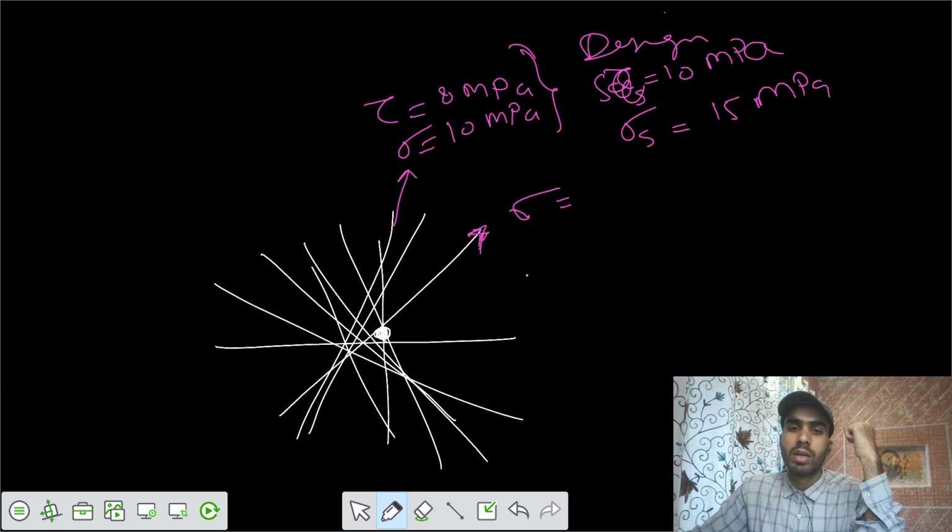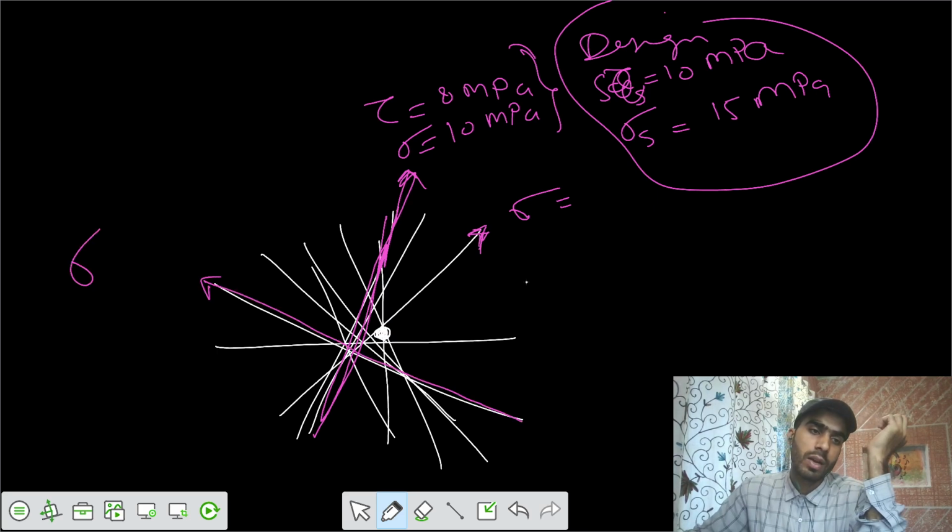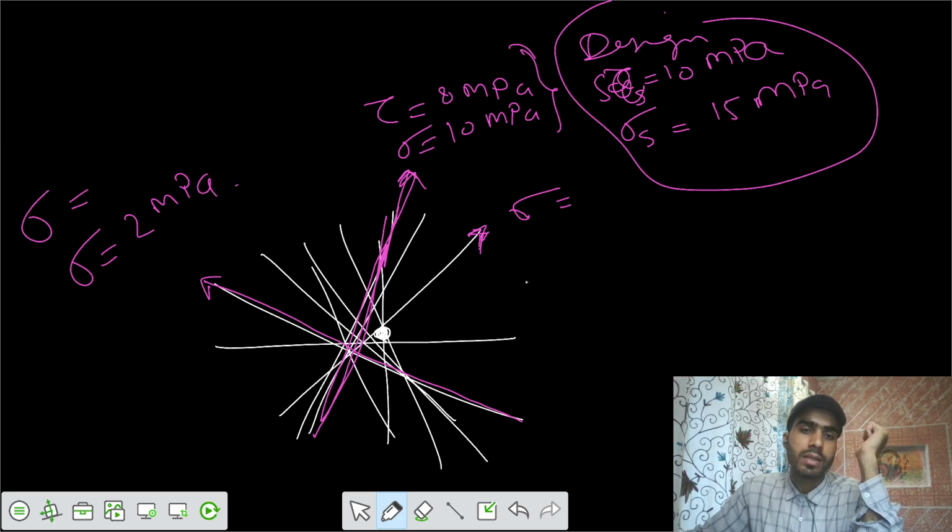Now you see that you have designed the material with respect to this plane. But if I take another particular plane, let's take this plane now, and ask what's the value of stress here, let's say tau is 2 megapascal only, but sigma is about 18 megapascal. So your material can fail here because the stress developed is greater than 15 megapascal.